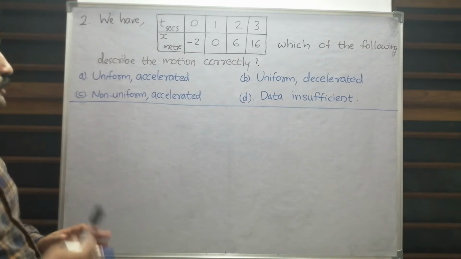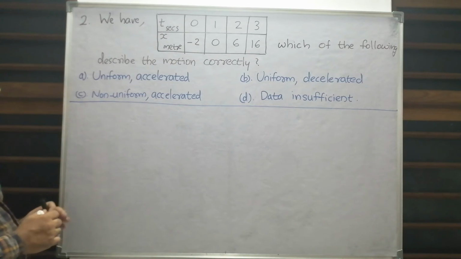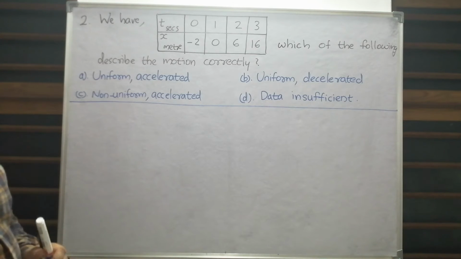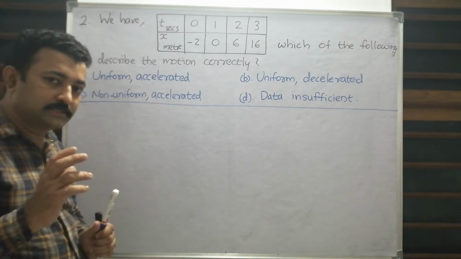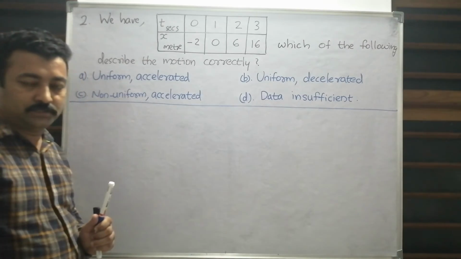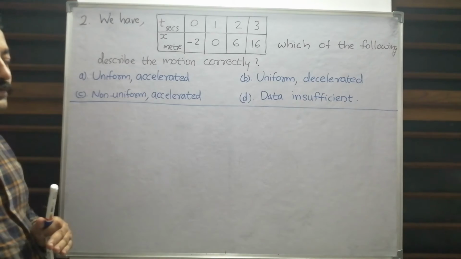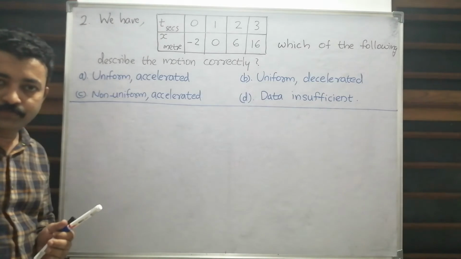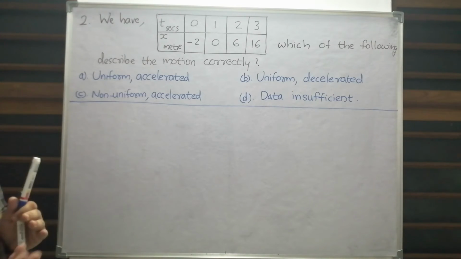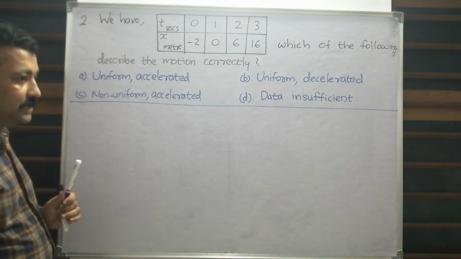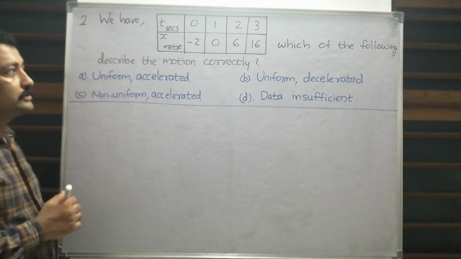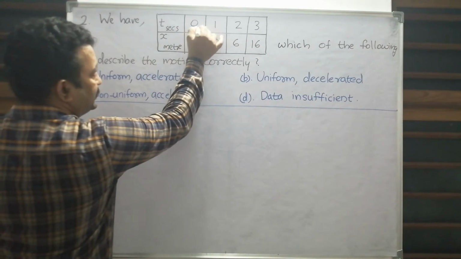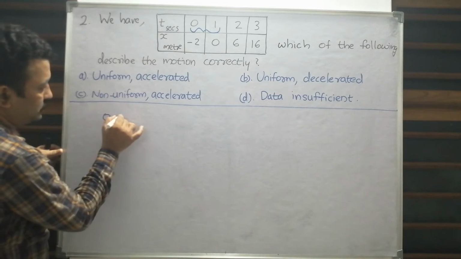Let us determine whether it is uniform or non-uniform. Uniform means the magnitude of the velocity should be constant, or we know that uniform means the speed of the particle has to be constant. Non-uniform means the speed is varying, or the magnitude of velocity is changing. And what is uniform velocity? Uniform velocity means magnitude as well as direction have to be constant. So let us check what happens to the magnitude of the velocity. We have different intervals. The first interval is from 0 to 1.